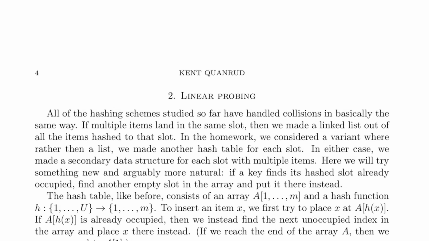Linear probing. All of the hashing schemes studied so far have handled collisions in basically the same way. If multiple items land in the same slot, then we made a linked list out of all the items hashed to that slot. In the homework, we considered a variant where rather than a list, we made another hash table for each slot. In either case, we made a secondary data structure for each slot with multiple items.